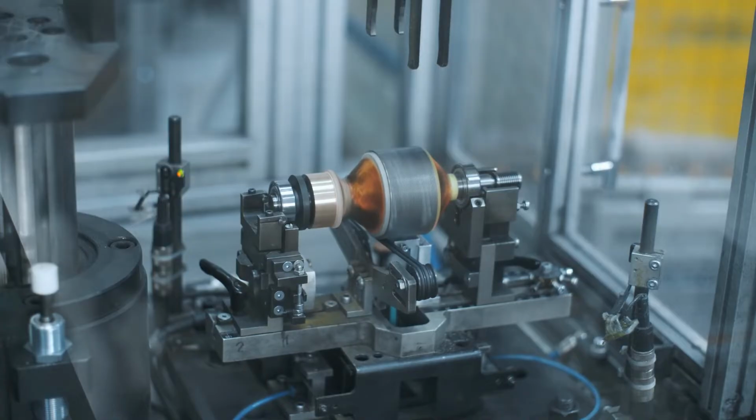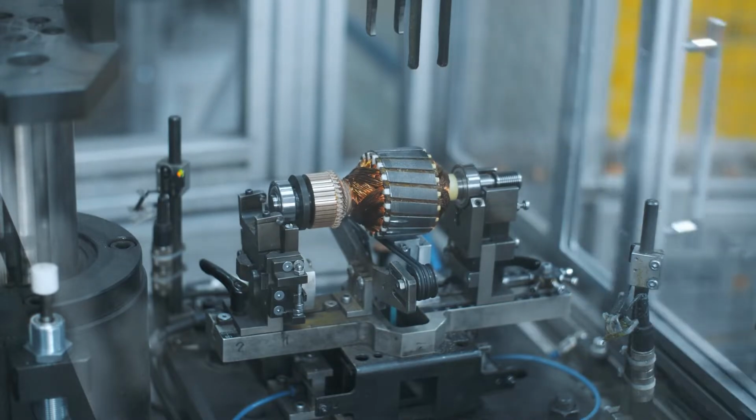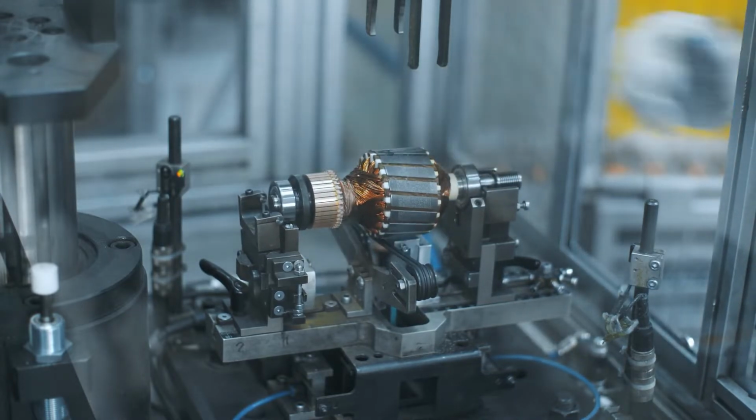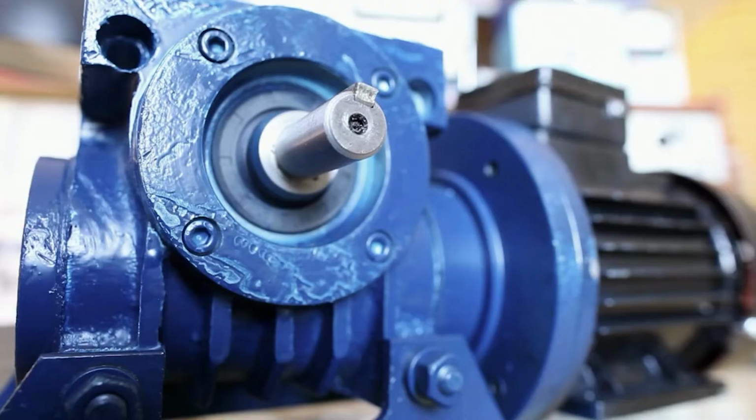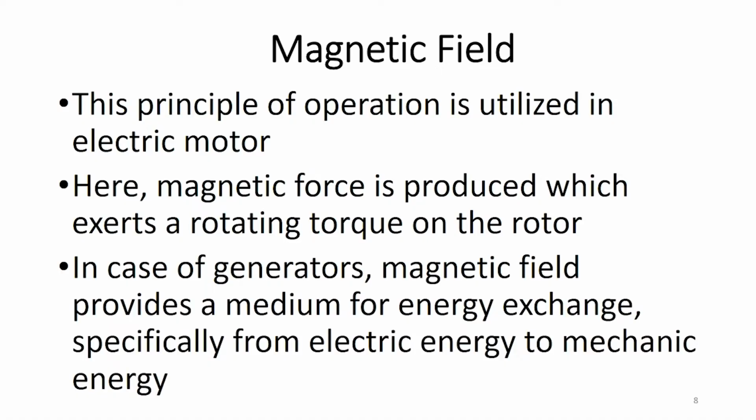Magnetic field finds its application in almost every electromechanical device, like electric motors and generators. When a current-carrying coil is placed in a magnetic field, it experiences a force. This principle of operation is utilized in an electric motor. Here, magnetic force is produced, which exerts a rotating torque on the rotor. In case of generators, magnetic field provides a medium for energy exchange, specifically from electric energy to mechanical energy.